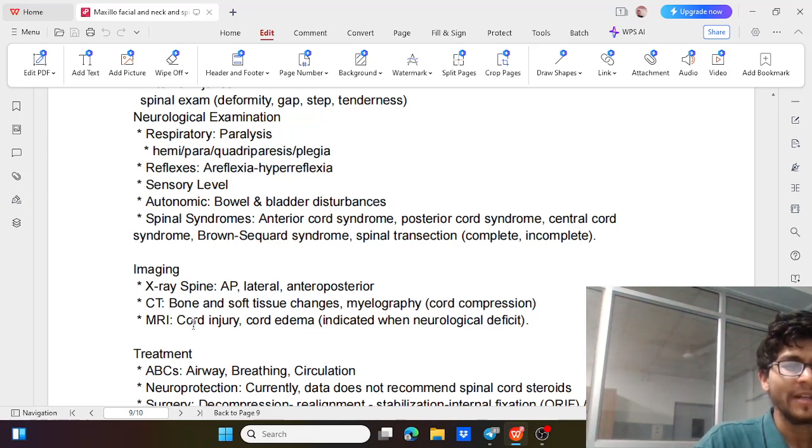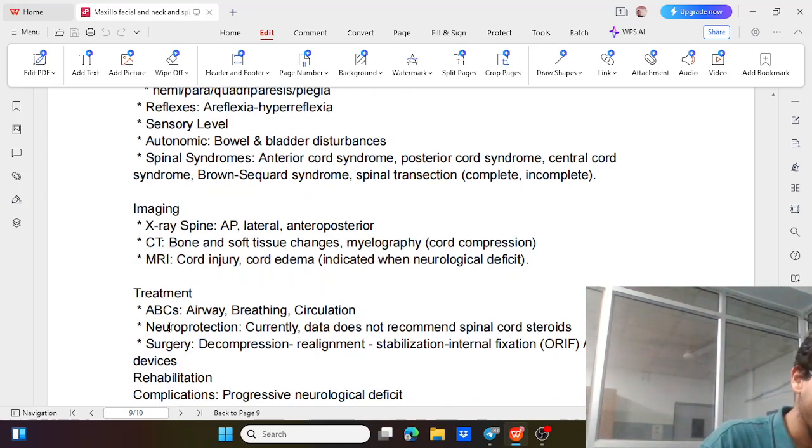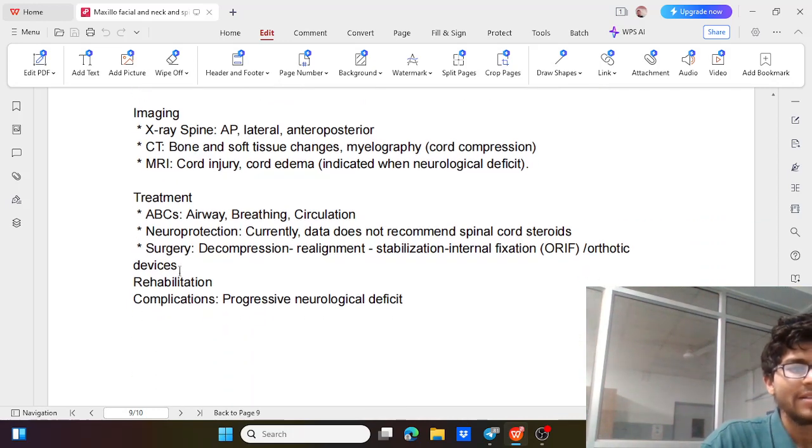And for spinal cord injury and cord edema, which is indicated when there is functional neurological deficit, we go for an MRI spine. In that, we can go for a specific MRI of some region and screening of the rest of the region. For example, if there is a neck injury, we can go for MRI of the cervical spine and screening of the whole spine. Similarly with the CT also, we can go ahead with that.